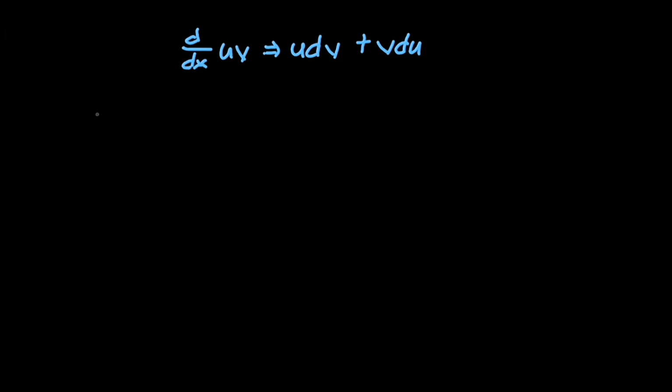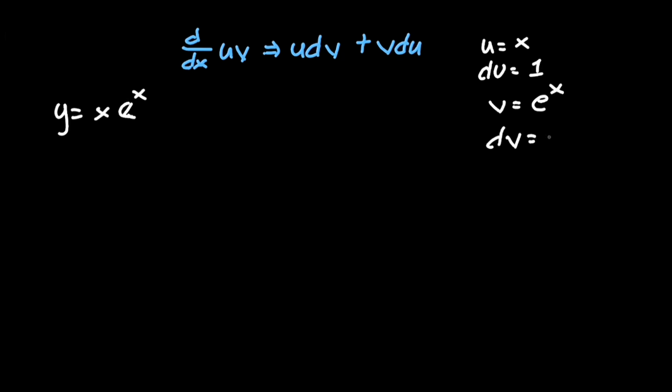Let's try a bit of exponential. Y here would be x multiplied by e raised to the power of x. U here would be x, and the derivative of x would be 1. V here would be e raised to the power of x, and the derivative of e raised to the power of x would be e raised to the power of x.